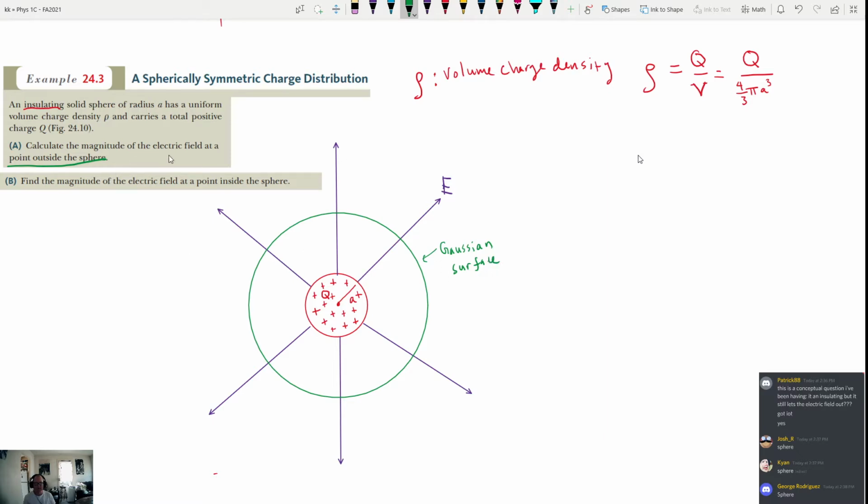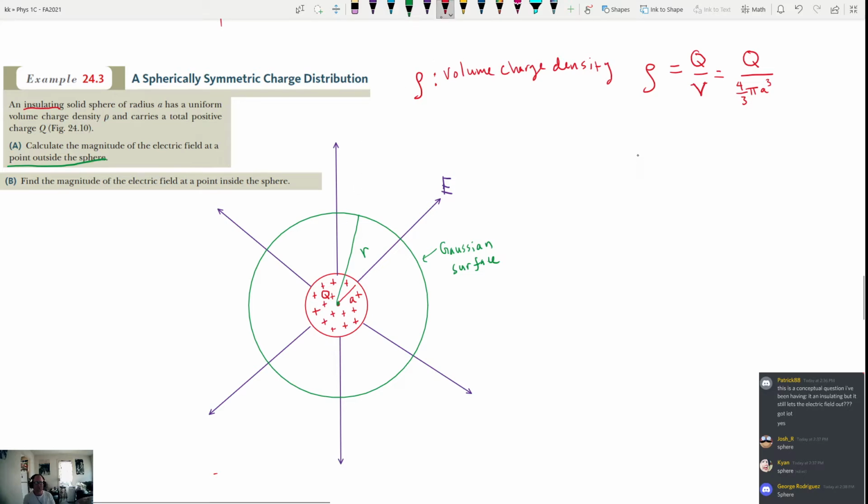In order to find the electric field at a point outside the sphere, my Gaussian surface has to be outside the sphere. Okay. Let's label something about our Gaussian surface. Let's say that our Gaussian surface has a radius that we call little r, indicated by that line right there. So there's our Gaussian surface.